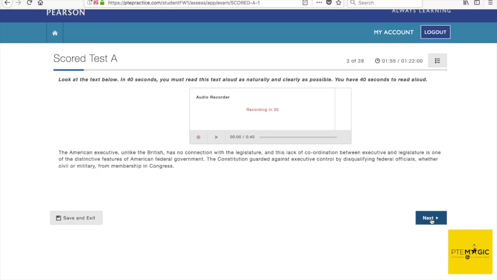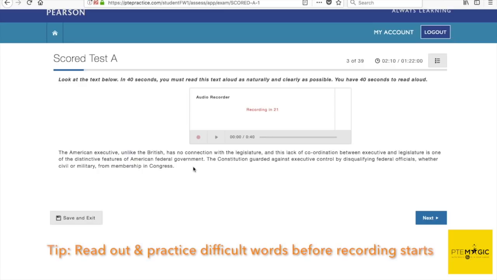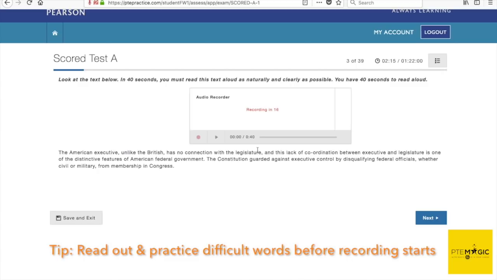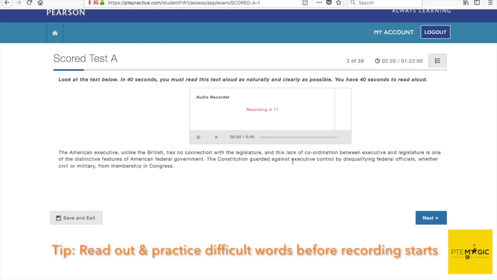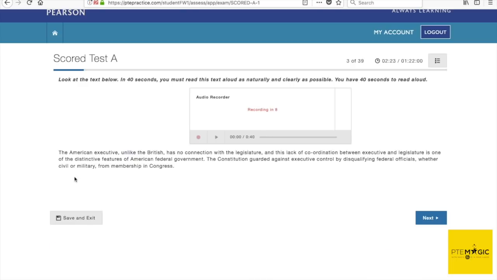Pay attention that your main focus is fluency and pronunciation. So you need to speak clearly and with natural articulation of every word you speak. For example, in this case, all the words that contain more than three syllables, you need to pronounce clearly so that the computer can catch your pronunciation, like executive, connection, legislature, coordination, distinctive, features, guarded, disqualifying, membership, okay? And the most important is do not correct yourself.